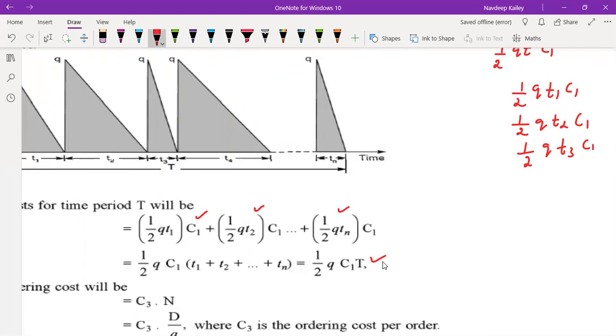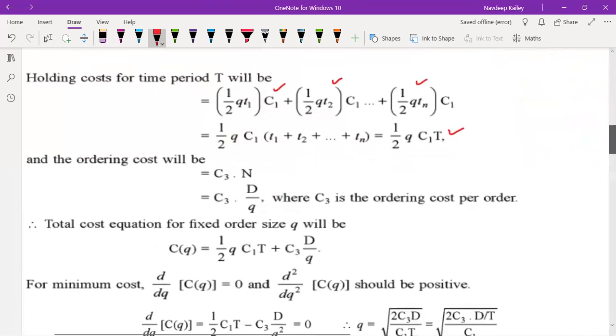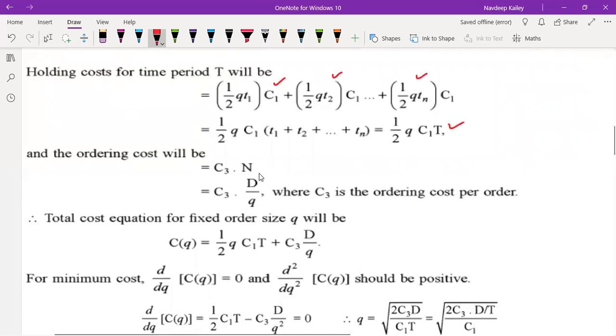After that, what is the ordering cost? Ordering cost will be C3 into number of orders, C3 into capital N. N we have already explained: the number of orders is equal to total demand upon quantity ordered each time the order is placed. Replacing N by D by Q, the total ordering cost will be C3 D upon Q.